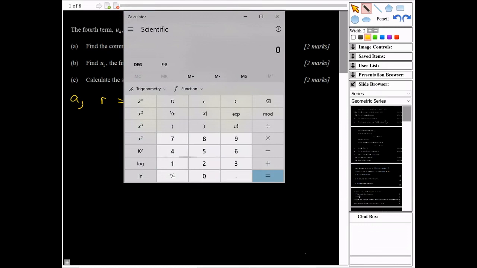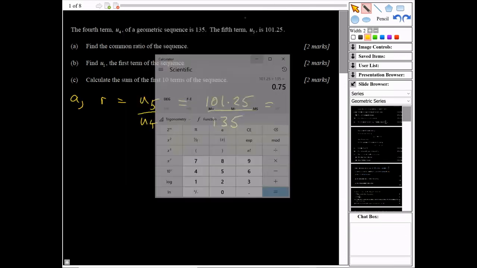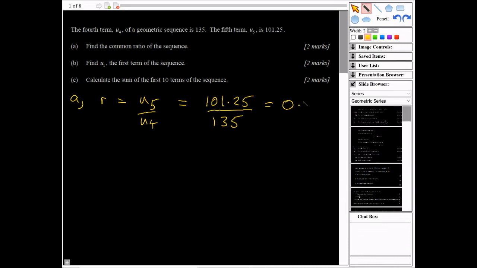101.25 divided by 135. That gives me 0.75. So there we found the common ratio. So the common ratio is 0.75. So next, it says find U1, the first term of the sequence.